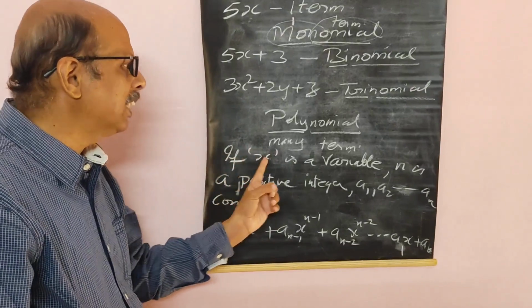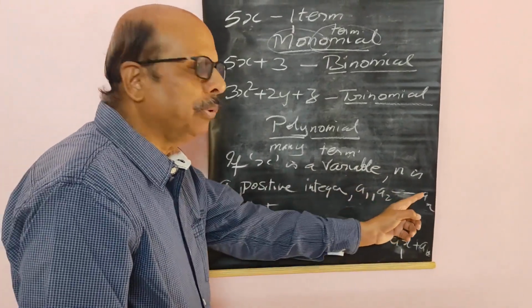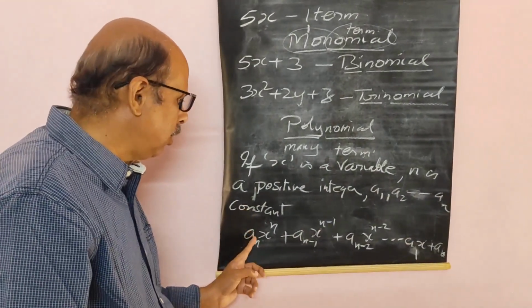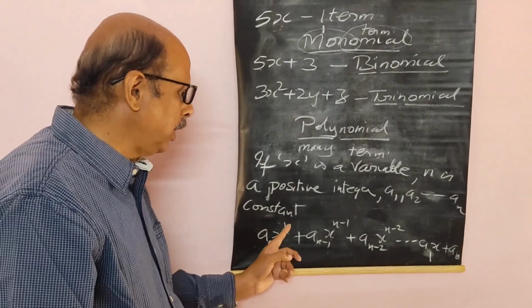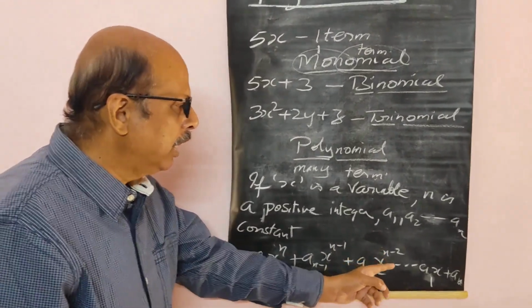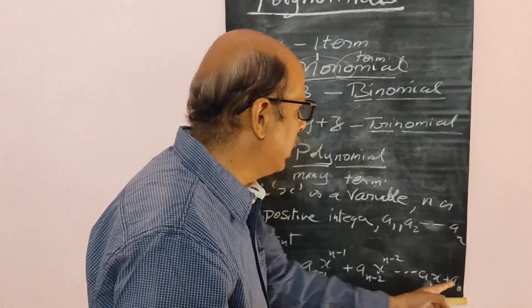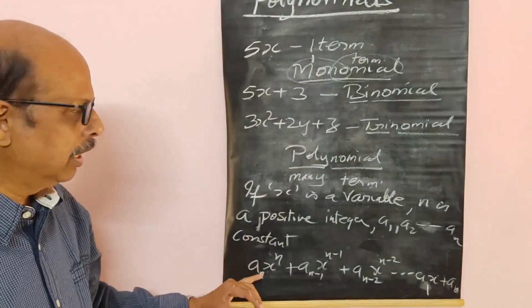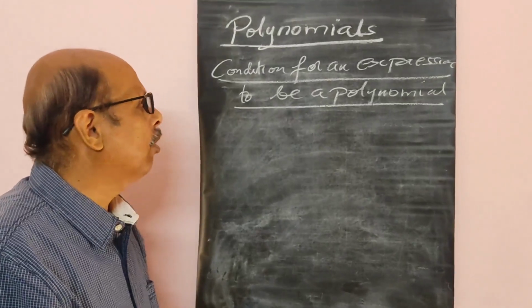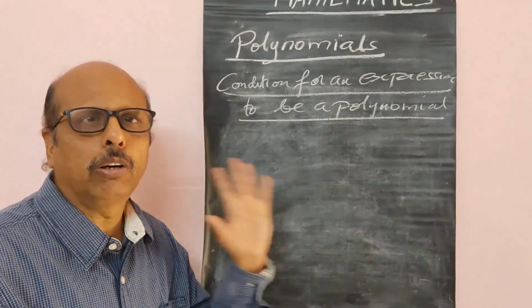So that's why I have written: if x is a variable, n is a positive integer, a1, a2, a3 up to an are all constants or real numbers, then an x raised to n plus an minus 1 x raised to n minus 1 plus an minus 2 x raised to n minus 2 etc. up to a1 x plus a0 is called a polynomial. Am I clear so far? Now let us see what are the conditions which are required for an expression to be termed as a polynomial.